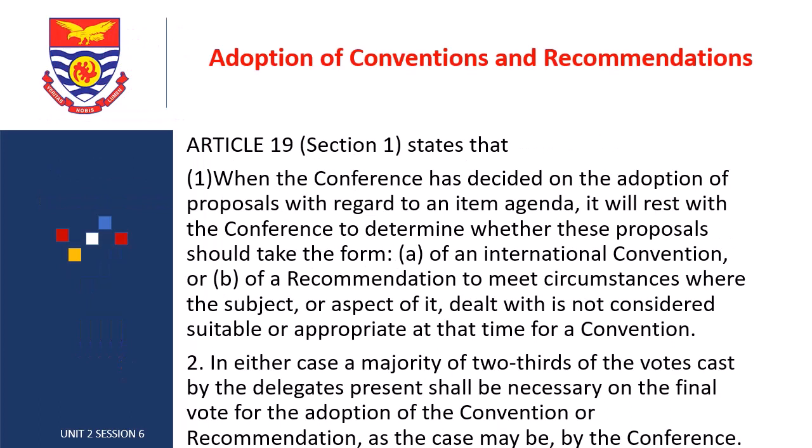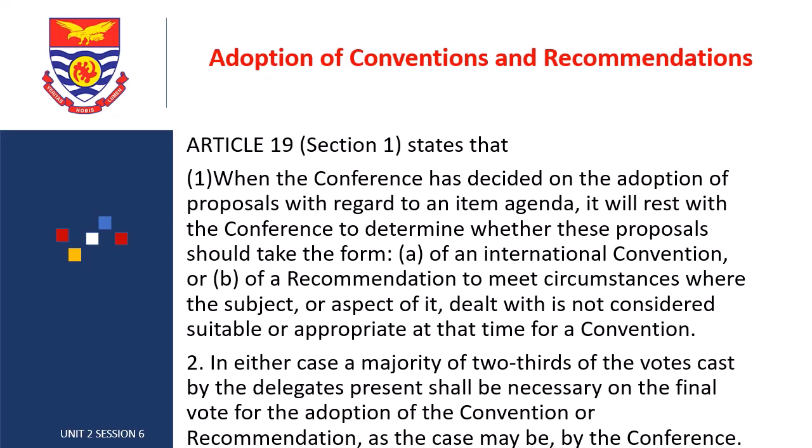So, adoption of conventions and recommendations. Article 19 of Section 1 states clearly that when the conference has decided on the adoption of proposals with regard to an agenda item, it will rest with the conference to determine whether the proposal should take the form of an international convention. So this is what Article 19 seeks to make clear, and that's one part of it.